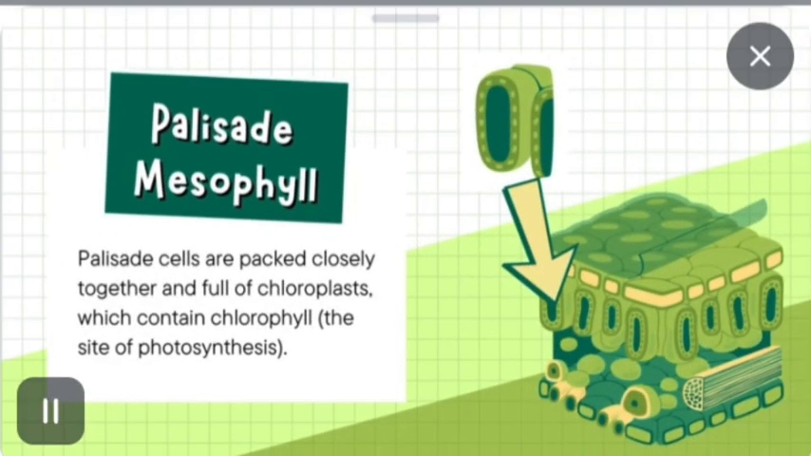Palisade mesophyll. Palisade cells are packed closely together and full of chloroplast, which contain chlorophyll, the site of photosynthesis. So this is the layer where the chlorophylls are present, which are main organs for photosynthesis. So palisade mesophyll is the next layer to the upper epidermis.